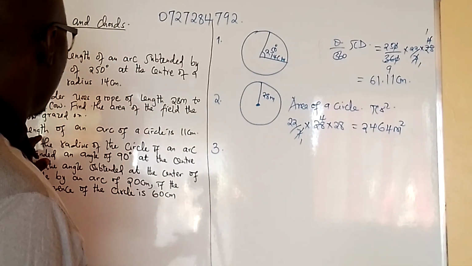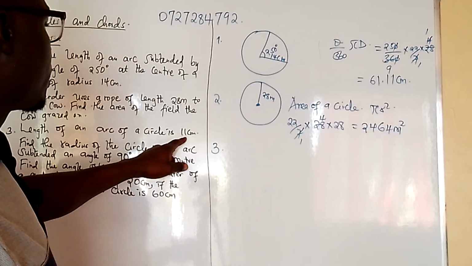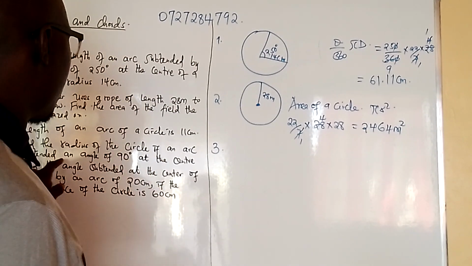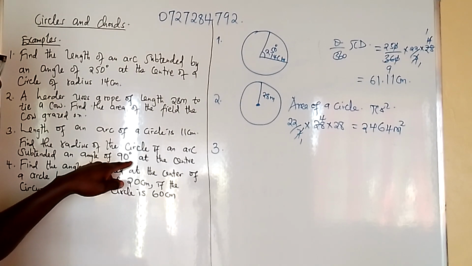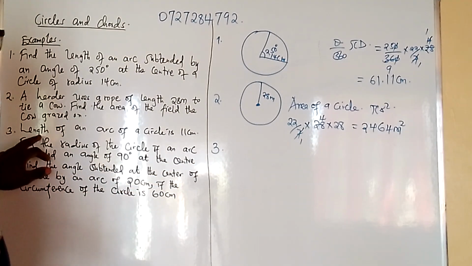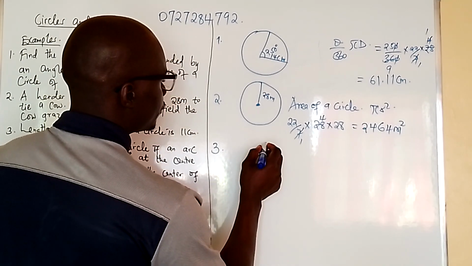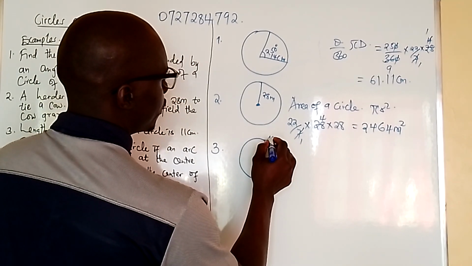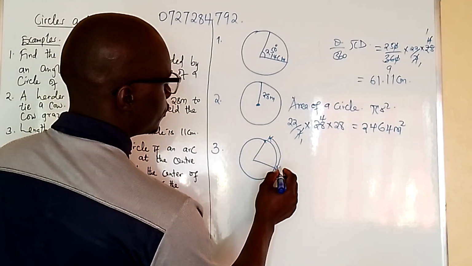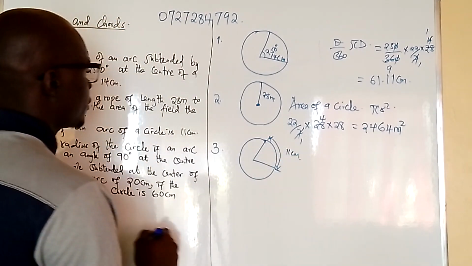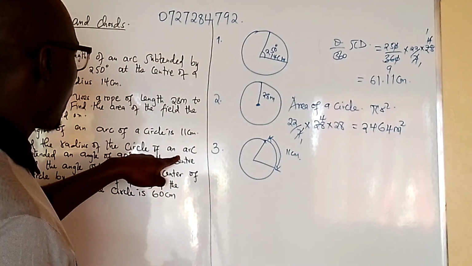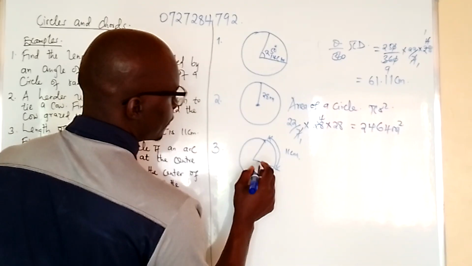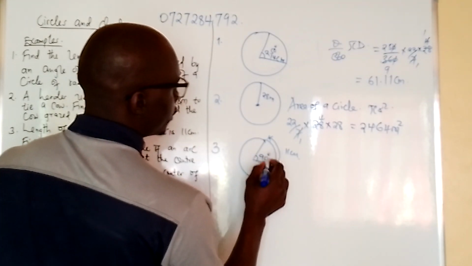Okay, the third one. Length of an arc of a circle is 11 centimeters. Find the radius of the circle if an arc subtended an angle of 90 degrees at the center. Here is the circle. So this length is 11 centimeters. So this is 90 degrees.